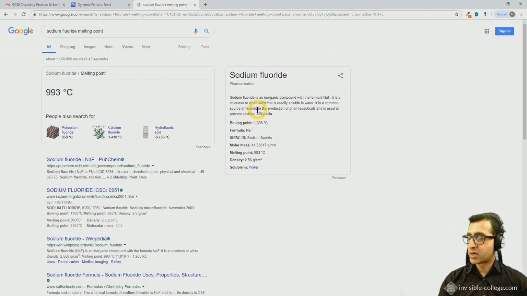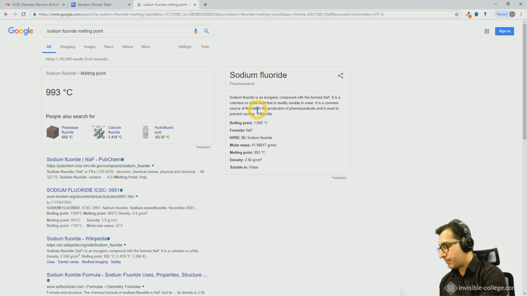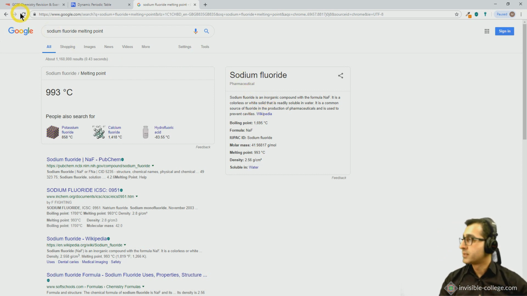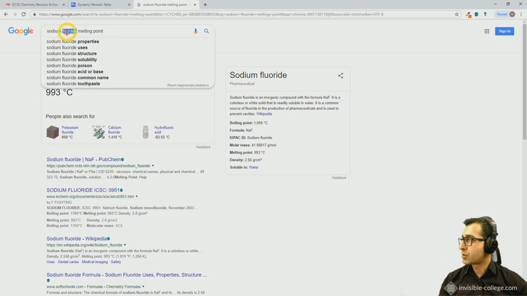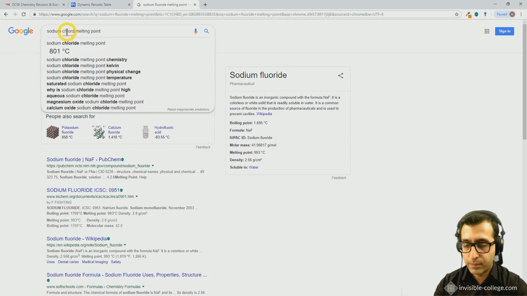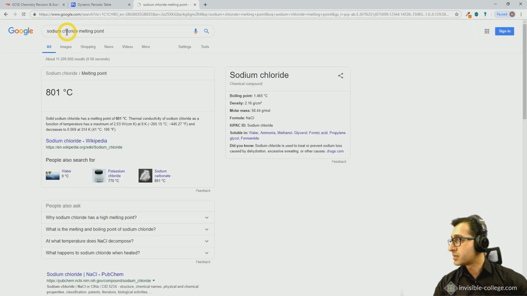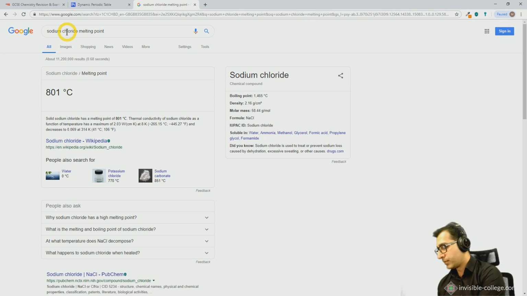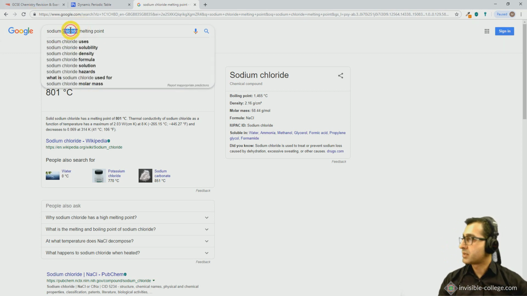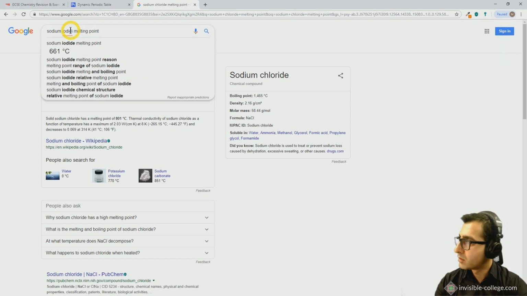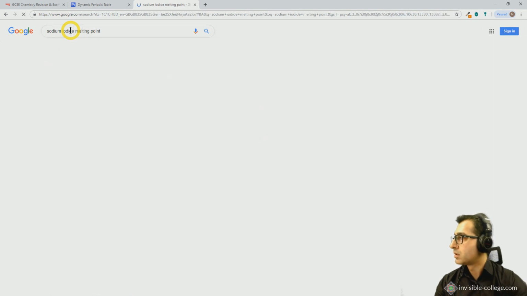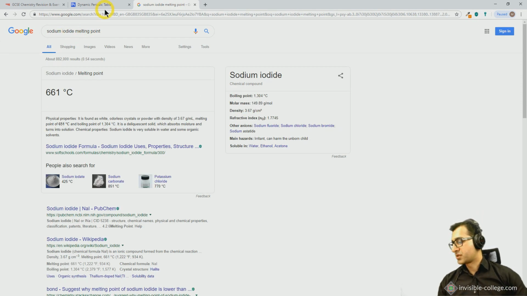All right, so 993, let me just quickly make a note of that, 993 sodium fluoride. So that's the melting point of sodium fluoride. So let's compare that to sodium chloride. Melting point, 801. So sodium chloride and sodium iodide, 661. So we see a fairly clear trend here.